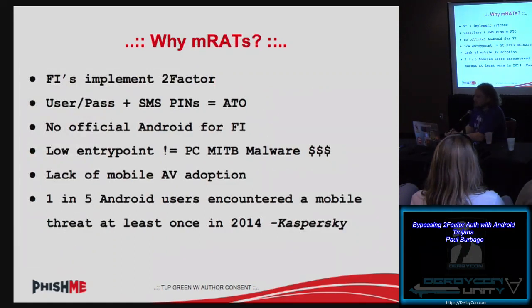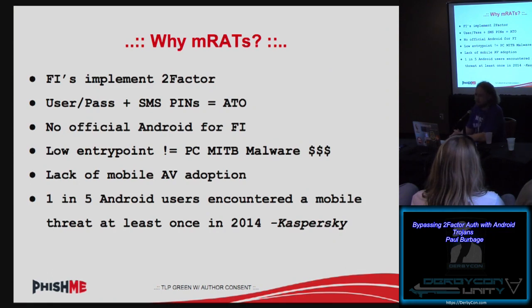So why are miscreants using mobile remote access Trojans? Well, as financial institutions start to implement two-factor, no longer is account takeover solely relying on usernames and passwords. So they now need that one-time SMS PIN. So by infecting the device and also conducting a phishing campaign, the miscreant now has every piece of that pie for account takeover. One other issue that I've seen is that some of these FIs, they don't have an official Android application in the market.